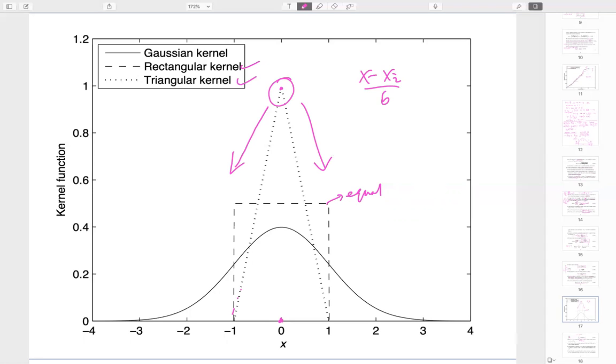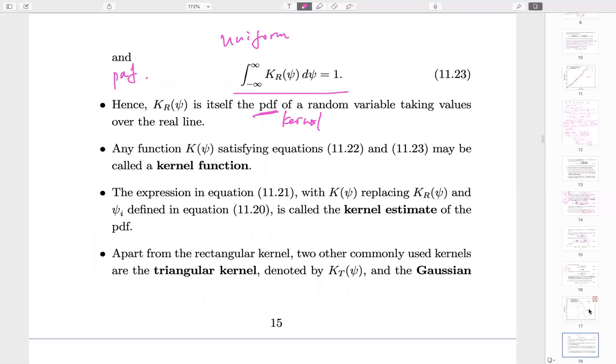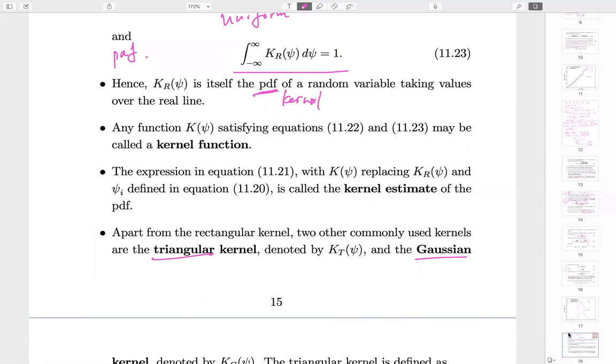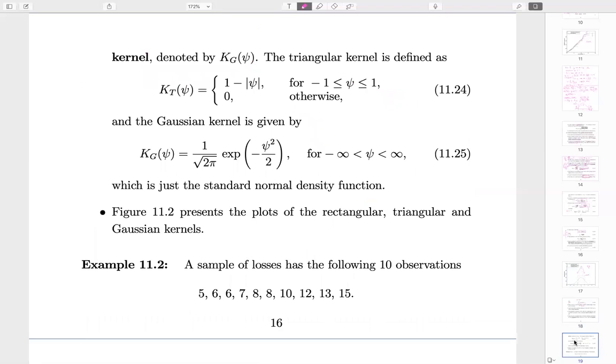Well, you know, that's a nice idea, right? So that's why we have 3 shapes down here. It's definitely not limited to this. You can come up with any density. The other two commonly used are triangular and the Gaussian. The choice is here. It's rather trivial. By the way, this is standard normal.